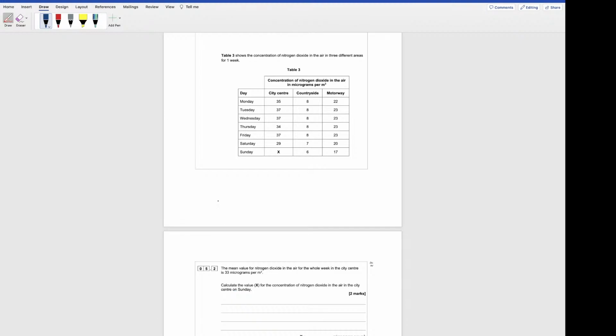Okay, so now we're going to subtract all of those. We're going to say 35, 37, 37, 34, 37 and 29, and the remainder will be X. So minus, and I'm going to put it in brackets here, 35, 37, another 37, a 34, a 37 again, a 29. And if I take all of those away from it, I will just have what's left for X. That's what I'm going to do now.